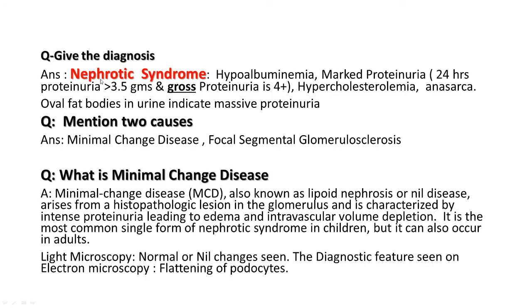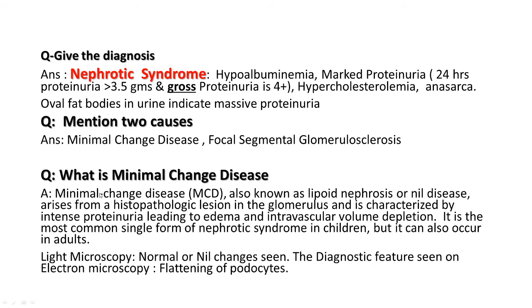So the diagnosis, as I said, is nephrotic syndrome because of hypoalbuminemia, marked proteinuria, 24 hours proteinuria greater than 3.5 grams, and gross proteinuria is 4+. There is hypercholesterolemia, anasarca, which was observed as a generalized edema. The oval fat bodies in urine indicate massive proteinuria. Mention 2 causes of nephrotic syndrome. You can mention minimal change disease and focal segmental glomerulosclerosis, which is common in children.